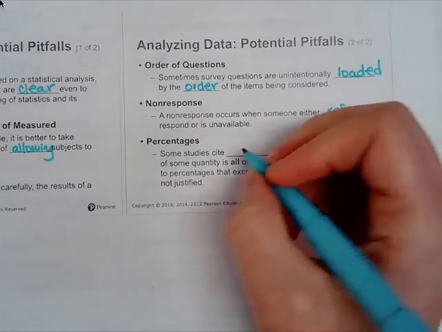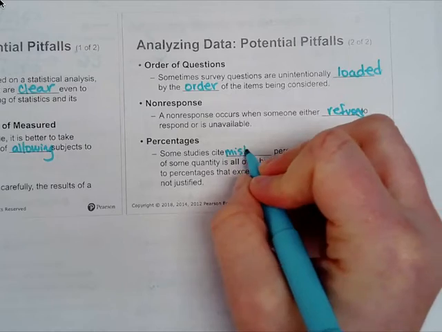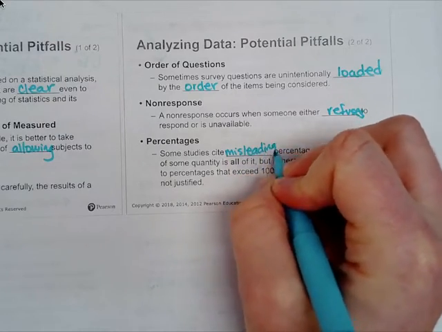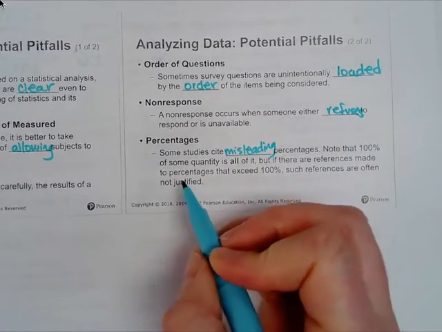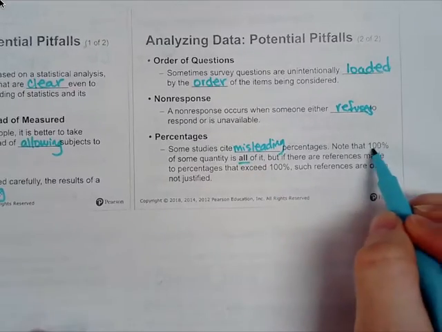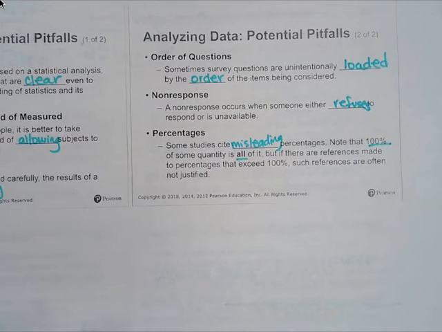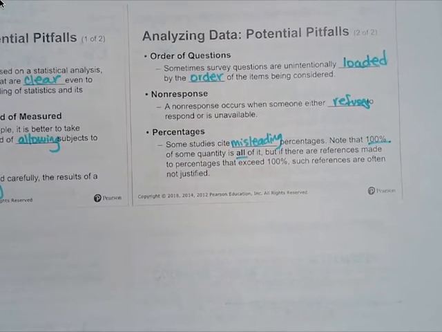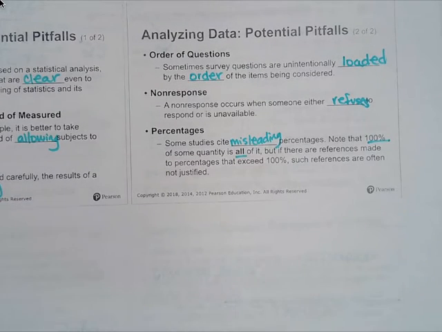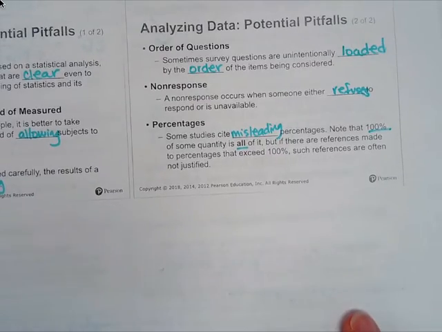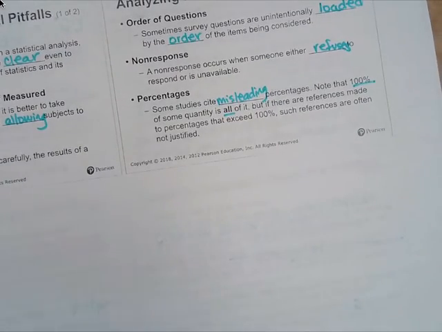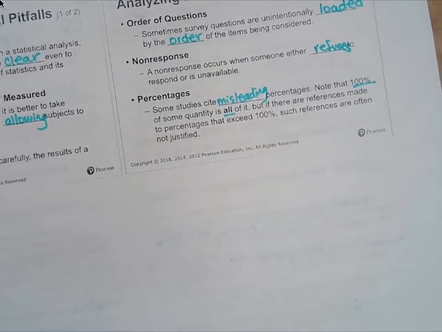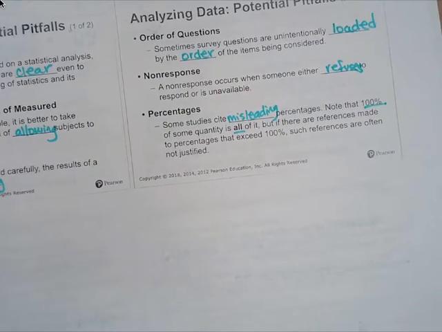Some studies cite misleading percentages. Note that 100% of a quantity is all of it. But if there are references made to percentages that exceed 100%, such references are often not justified. So if somebody says 300% of blah, blah, blah said this, question that. Because they either have a typo or they're trying to mislead you.